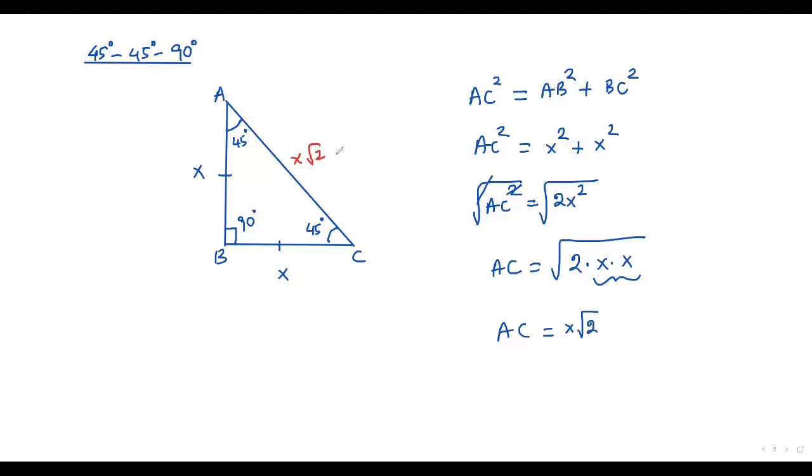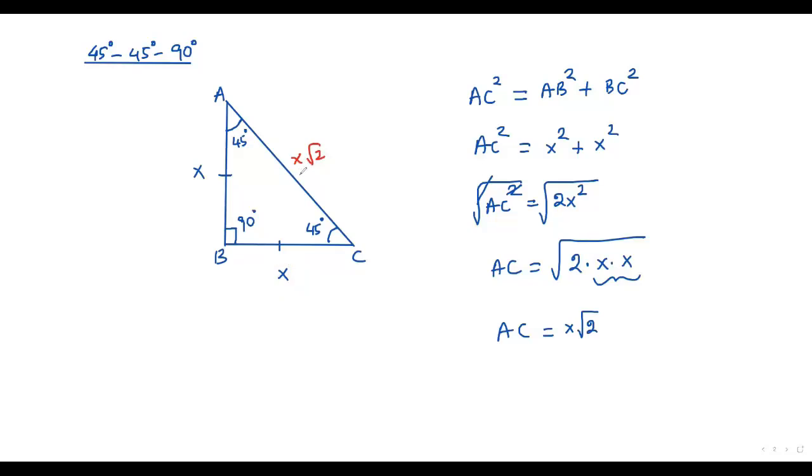It's my advice that we always remember this. Whenever we have a 45, 45, 90 special right triangle, the two legs are equal in length, so we assume x as the length of each leg. Then the length of the hypotenuse will be whatever you assumed as the length of the leg, multiplied by the square root of 2.